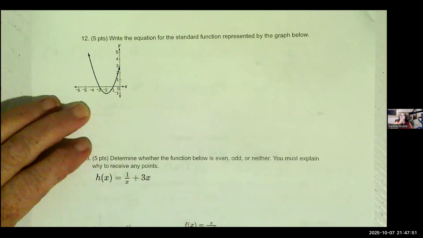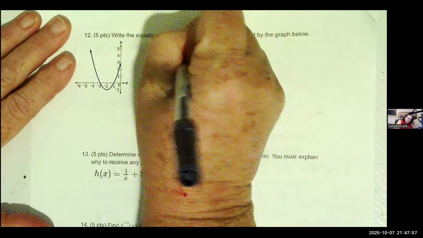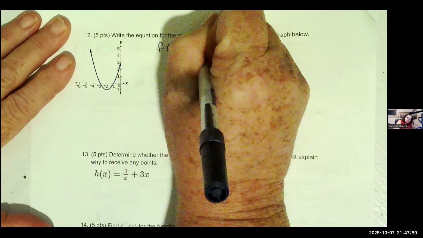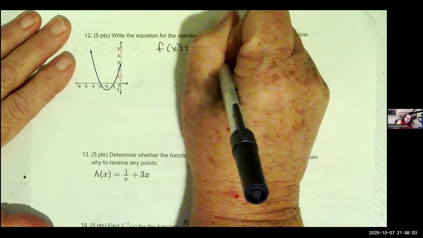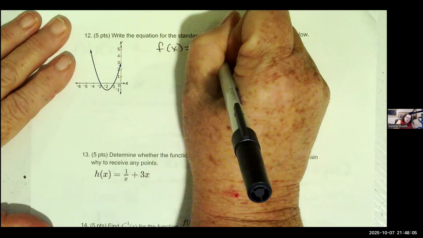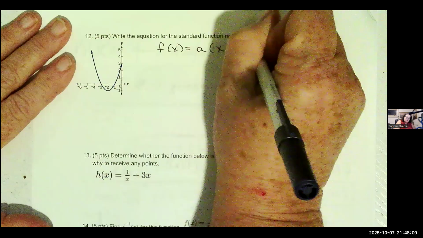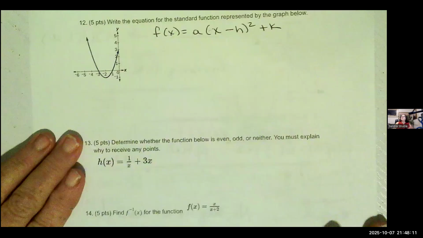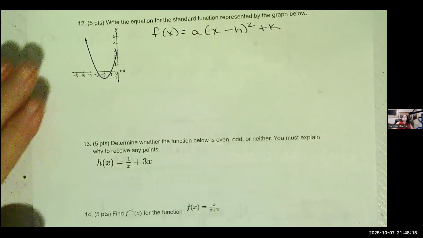Next one, we've got a quadratic. It says, write the equation of the standard function represented by the graph below. Well, this is just your basic quadratic. So I'm going to just do an A. Let's see, it looks like we have some shifting here. A times X minus H squared plus K. This is just our basic, what we're starting off with. I don't know what my A is yet. So this is going to help me find out what my quadratic is.